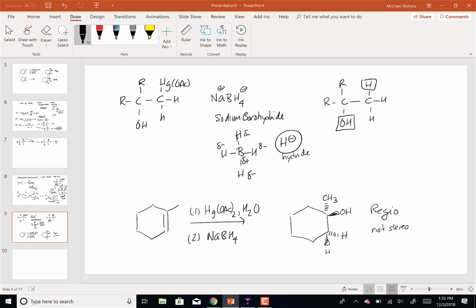So just a practical thing about mercuration, demercuration. It works for adding Markovnikov 100% trans. It's probably good for academic labs. It is not good for pharmaceutical synthesis. Mercury itself is a neurotoxin, and so having mercury in compounds is not recommended.